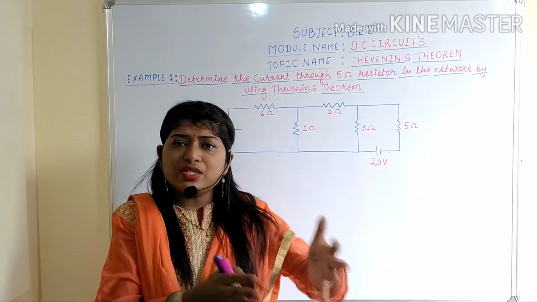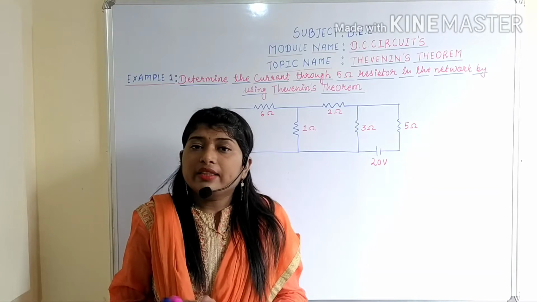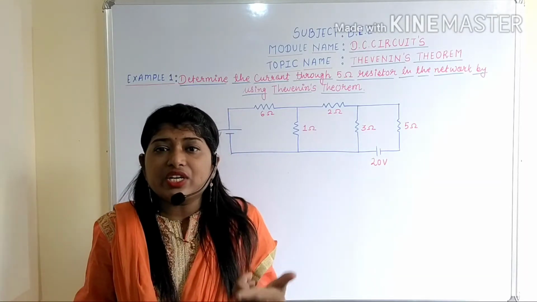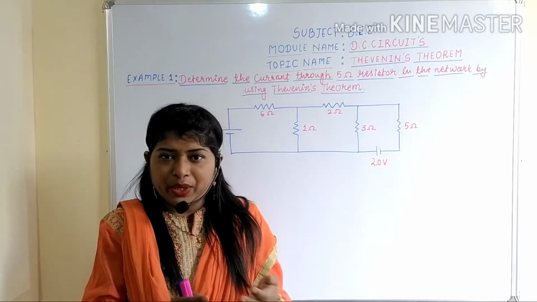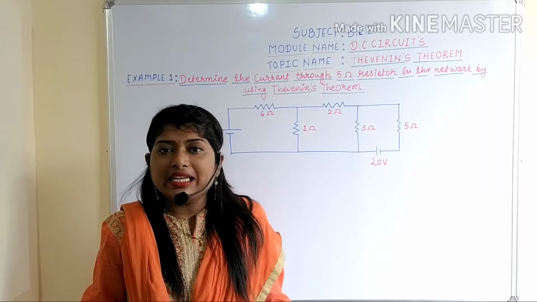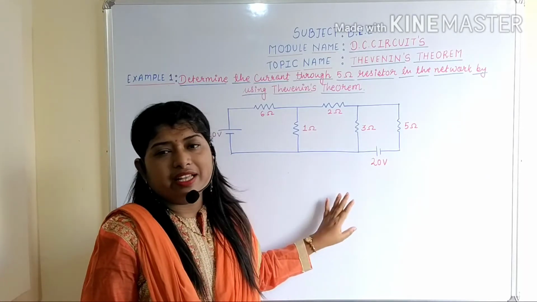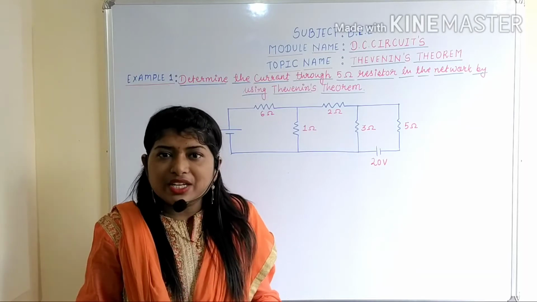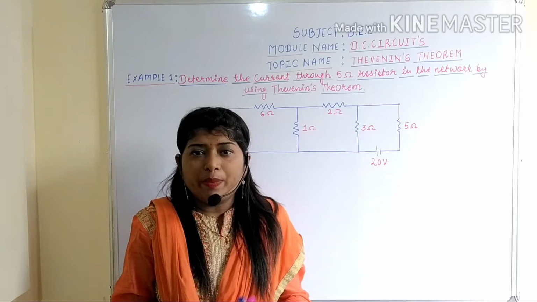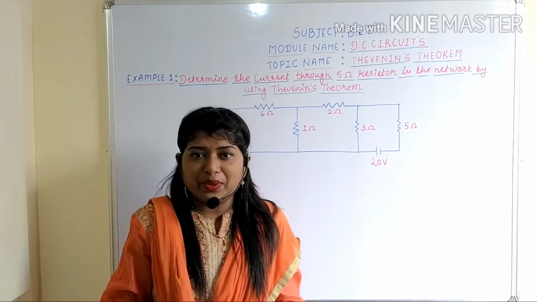Once you are done with VTH, you need to calculate RTH. Then you need to draw the equivalent circuit. You have to substitute the values of VTH and RTH in the equivalent circuit, and then with the help of Ohm's law you can easily get the load current flowing through the load resistor by Thevenin's theorem. So in today's lecture we'll solve a problem based on Thevenin's theorem. I hope you now recollect all those five steps that I explained in the last lecture.